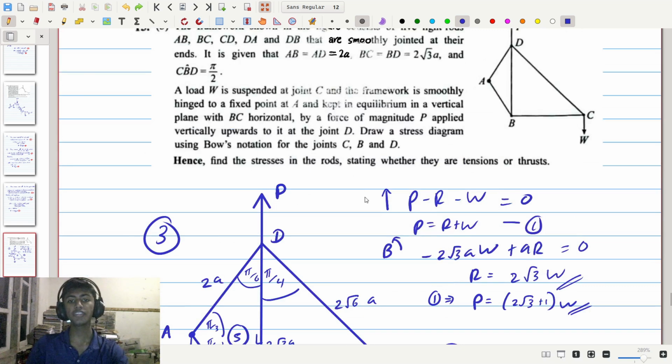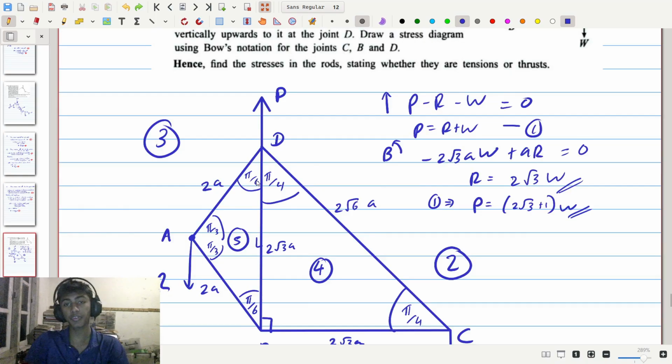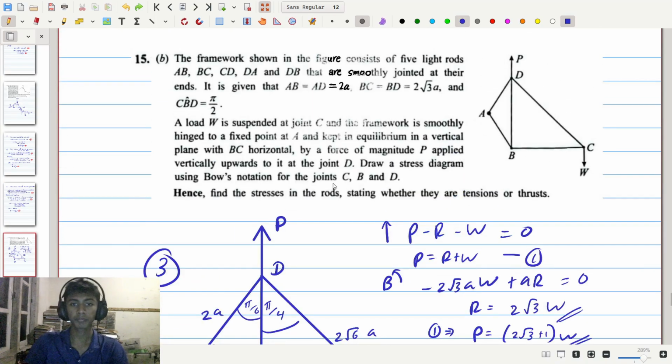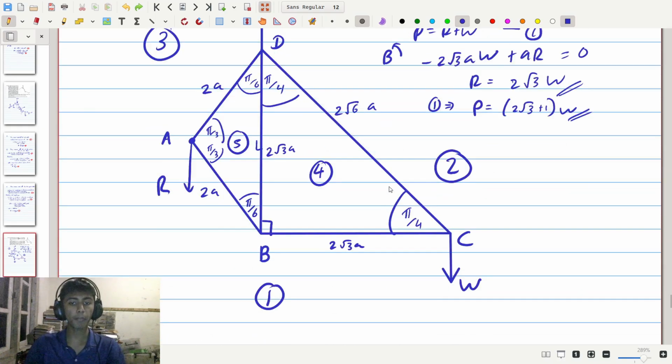Now, as they said, we have to use the points C, B, and D. They haven't mentioned A here, which means probably we can get away with not using A. We might also just draw A just for the fun of it, but we don't really need to do A. So let's consider C, B, and D, and let's also consider them in the order that they've given us. Let's start with C first, then go to B, and then go to D. So by preference, I'm going to do in the anticlockwise direction.